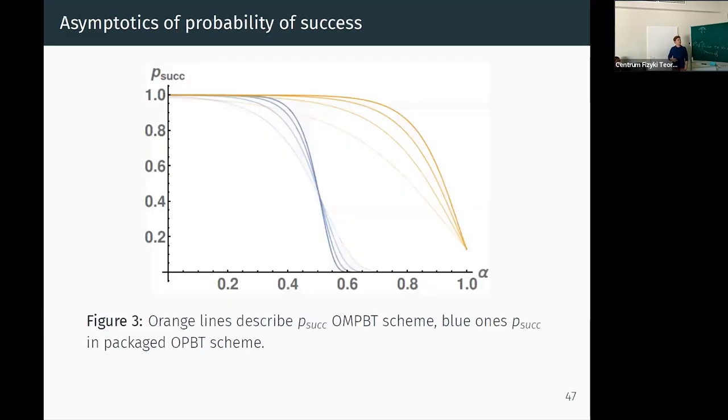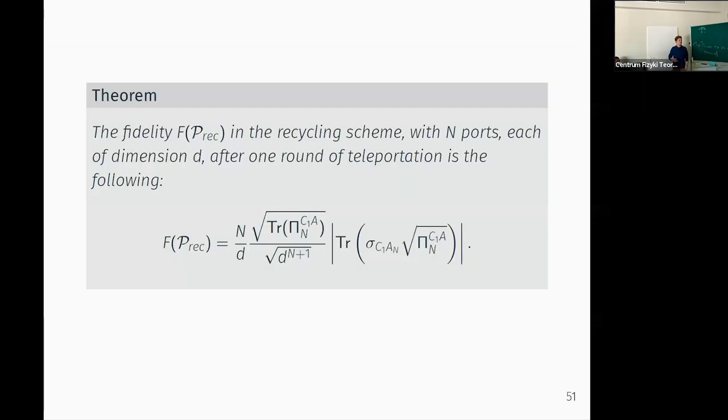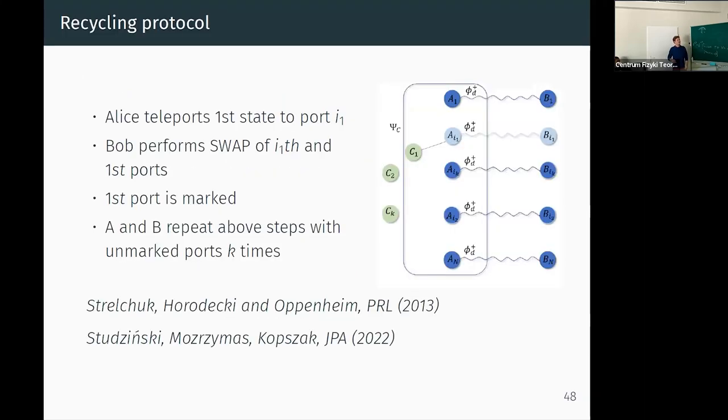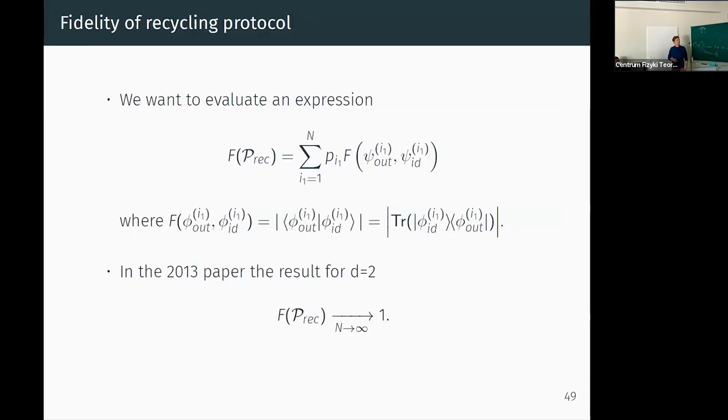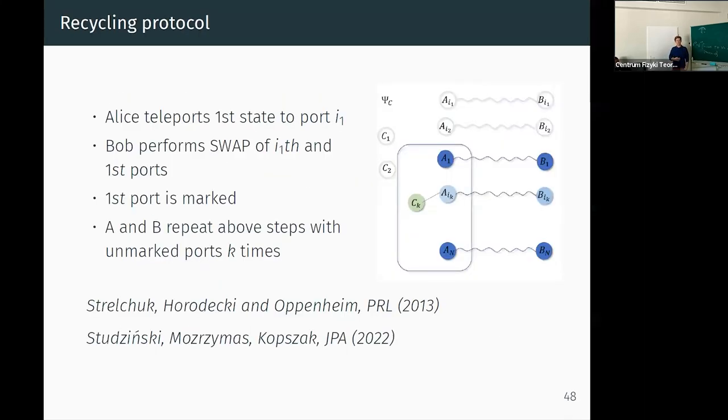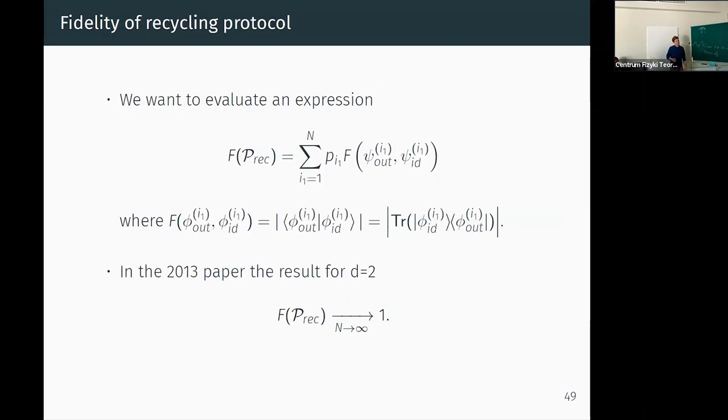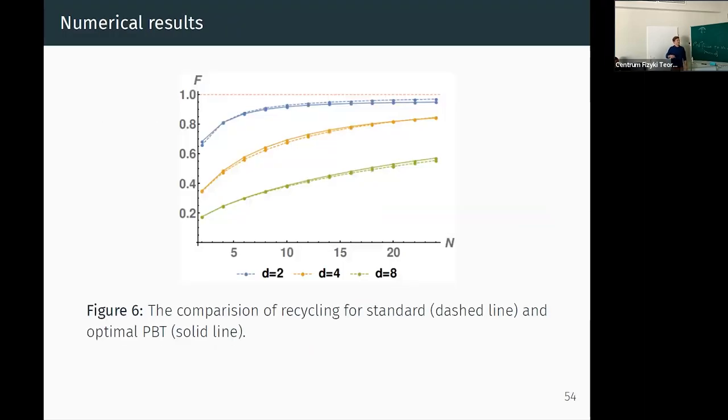I believe that I no longer have time to describe entanglement recycling, but to say briefly in two words, it's a procedure that employs the same resource k times. Let's say we've got one state, we teleport it, then we mark the port where the state was teleported, then we apply the teleportation to the remaining resource, and again, and again. And we want to know if such a resource is capable of successful teleportation after such procedures. It is expressed in terms of fidelity. Now it's not entanglement fidelity, but fidelity with respect to the so-called idealized state. And it turns out that indeed it is. For higher dimensionality, the growth is slower, but the result is positive.